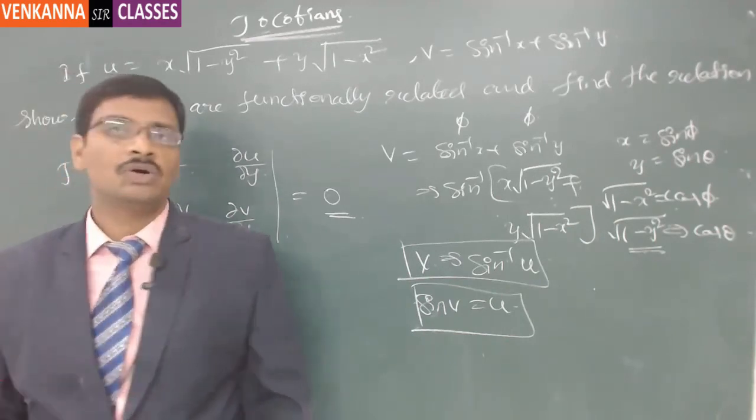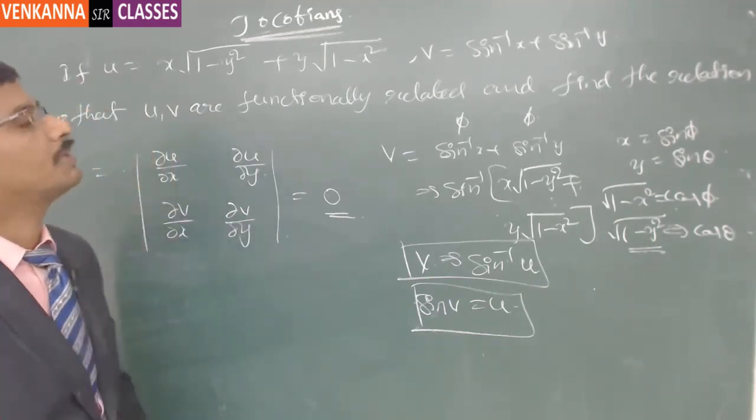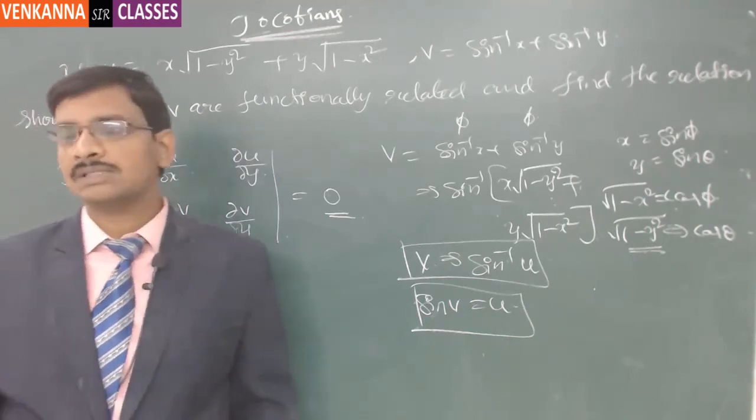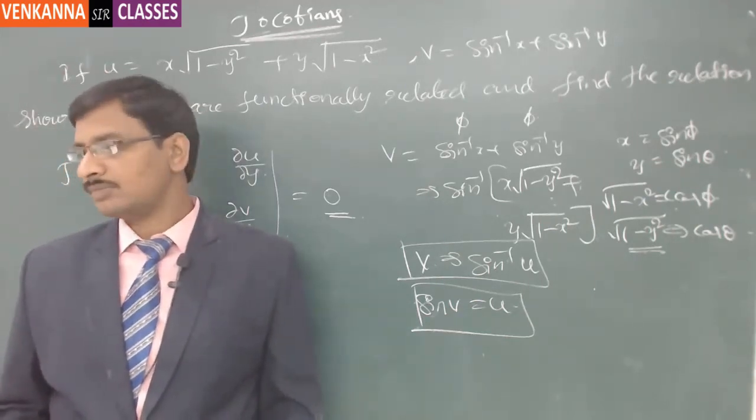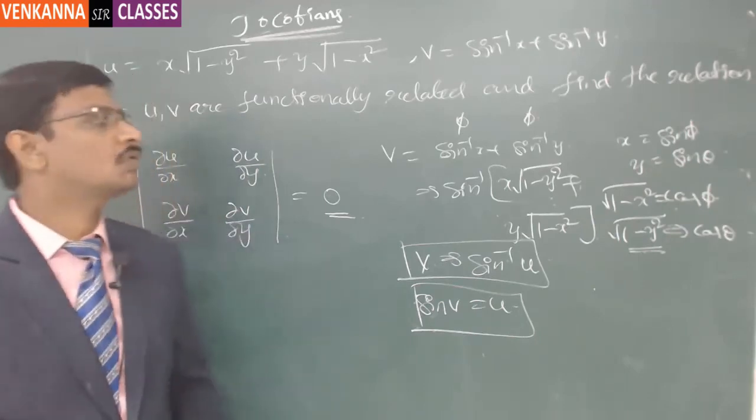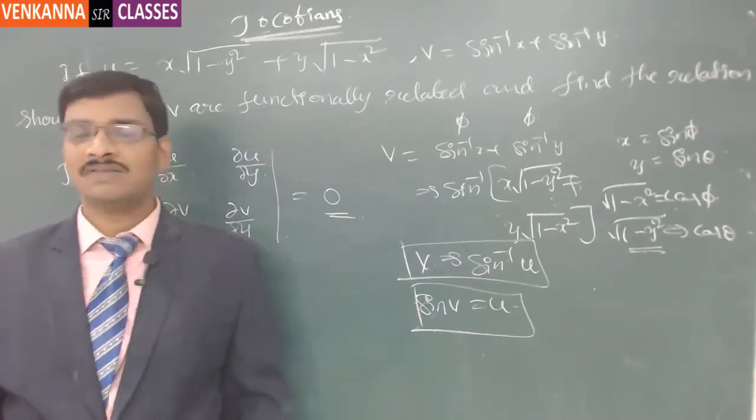Okay, great. So this is about the Jacobians, right? In the next class, I'm going to start with curve tracing, right? So once we are done with the curve tracing, then we can go to multivariables.